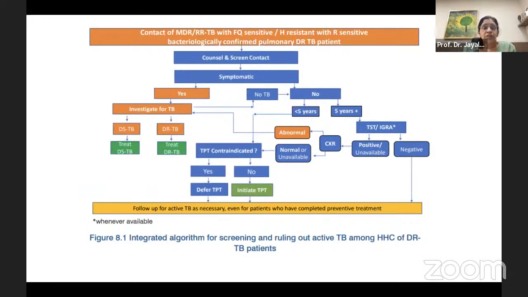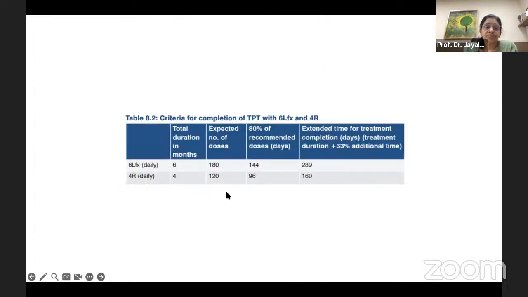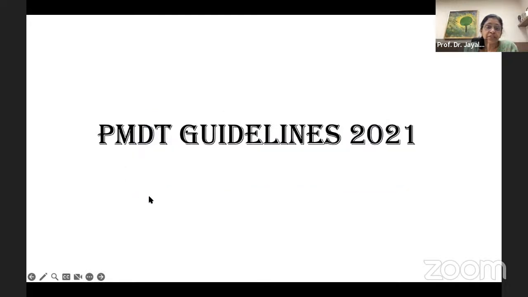Now we come to the contacts of drug-resistant tuberculosis, who have also been recommended to take TB preventive treatment. The drug recommended is levofloxacin for a period of 6 months if the patient is sensitive to levofloxacin, or 4 months of rifampicin if the patient is only resistant to isoniazid. So this is the recommended preventive tuberculosis treatment, either with levofloxacin or with rifampicin.